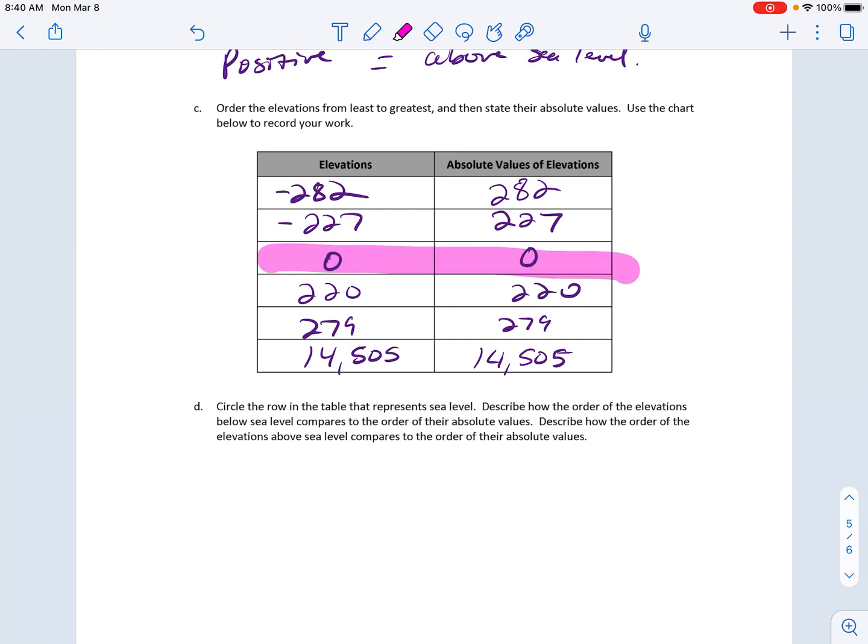And it says circle the row that represents sea level. Okay, it's going to be 0. And it says describe how the order of the elevations below sea level compares to the order of their absolute value. Describe how the order of the elevations above sea level compares to the order of their absolute values. Okay.